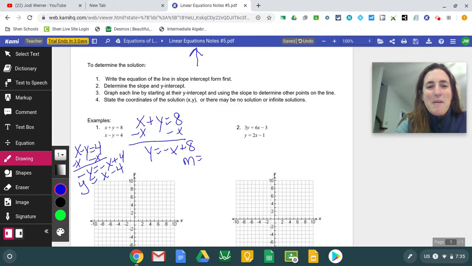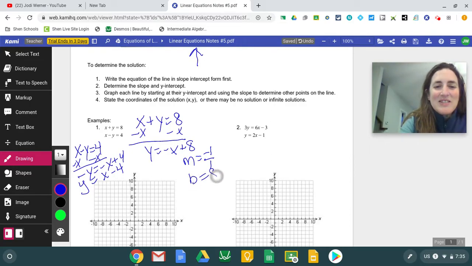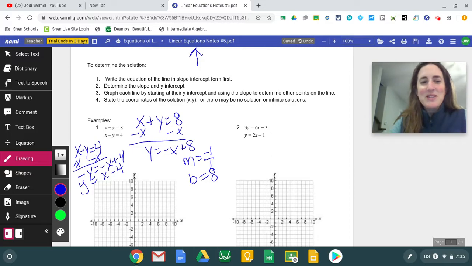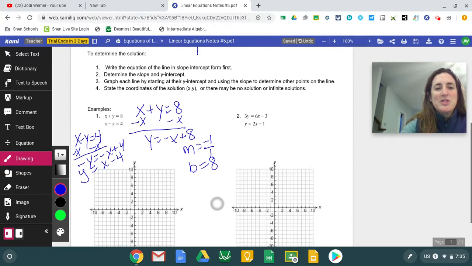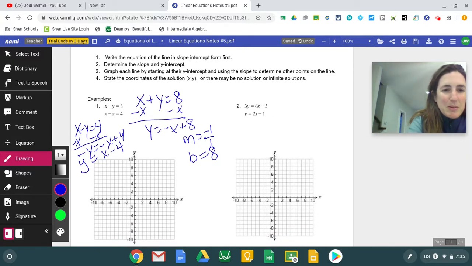So the m is really negative 1 over 1. Now he's running. The b is actually an 8. Okay, so that means we are going to start up at 8. So I'm going to put a point there. And then I'm going to go down 1 over 1 on the graph because the slope is a negative slope that should tilt to the left. And there's my first graph.